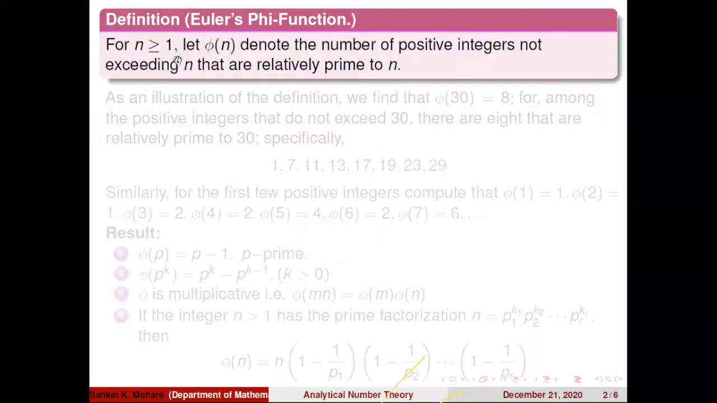For n greater than or equal to 1, let phi of n denote the number of positive integers not exceeding n that are relatively prime to n. So phi of n denotes the number of positive integers not exceeding n, meaning those numbers which are less than n. And there is another extra condition: the integers are relatively prime to n, meaning the GCD of n with that integer must be 1. If this happens, then that integer belongs to the set counted by phi of n. So this is the definition of Euler's phi function.